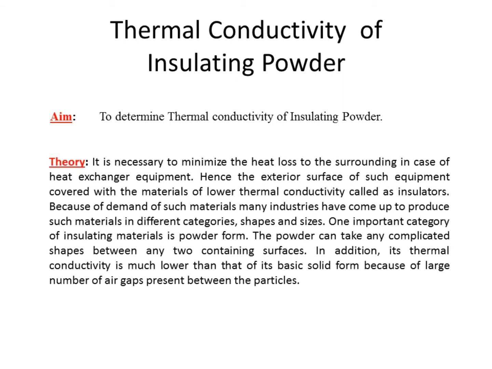Theory: it is necessary to minimize the heat loss to the surrounding in case of heat exchanger equipment. Hence, the exterior surface of such equipment is covered with materials of lower thermal conductivity called insulators. Because of the demand for such materials, many industries have come up to produce them in different categories, shapes and sizes. One important category of insulating material is powder form.